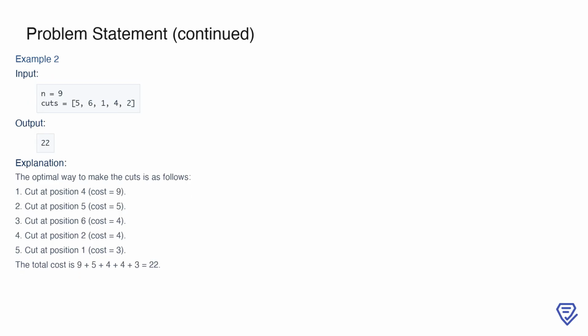Now consider another example where the stick has a length of 9, and the cuts array is 5, 6, 1, 4, 2. The optimal sequence of cuts starts with position 4, which costs 9 since the entire stick is being cut initially. Then, the cut at position 5 costs 5, the cut at position 6 costs 4, the cut at position 2 costs 4, and the final cut at position 1 costs 3. When we sum these costs, we get 9 plus 5 plus 4 plus 4 plus 3, resulting in a total minimum cost of 22. This example highlights the importance of choosing the order of cuts carefully to minimize the overall cost.